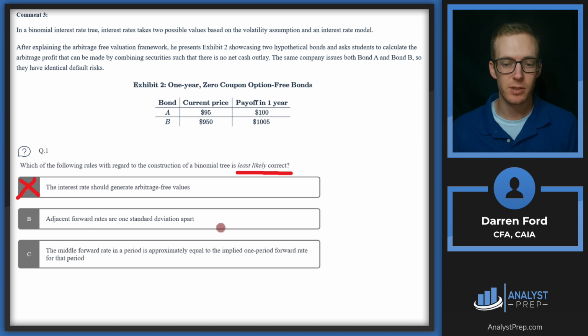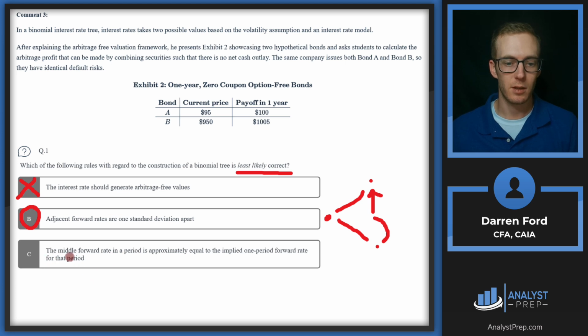Adjacent standard deviations, and so to be clear, adjacent is kind of stating, so if we have a rate here and then we have our tree that goes up or down, adjacent is stating this rate and this rate, how far apart are those. So these are actually going to be 2 standard deviations apart. It's going to be 1 standard deviation to get to the middle rate, and then it's going to be another standard deviation to get all the way up to the top rate. So these are going to be 2 standard deviations apart, not 1. So it looks like B will be our answer.